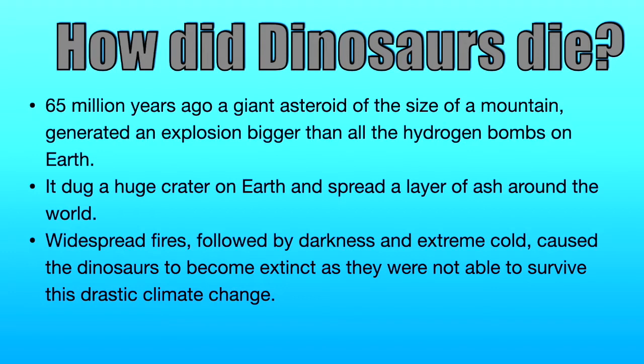It also dug a huge crater on Earth and spread a layer of ash all around. Widespread fires, followed by darkness and extreme cold, caused the dinosaurs to become extinct, as they were not able to survive this drastic climate change. However, all the smaller mammals survived because they could hide themselves underground, and they continued.